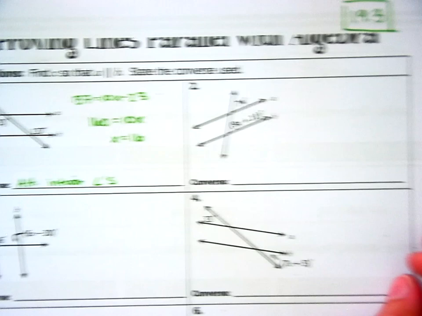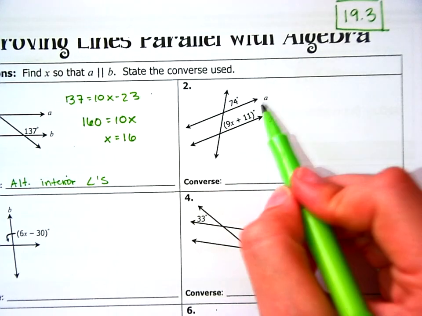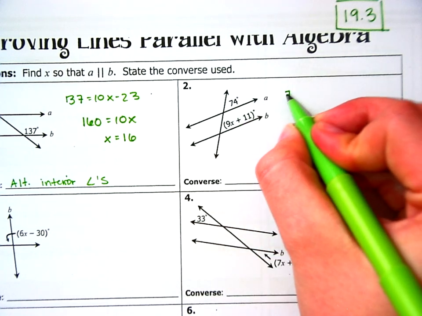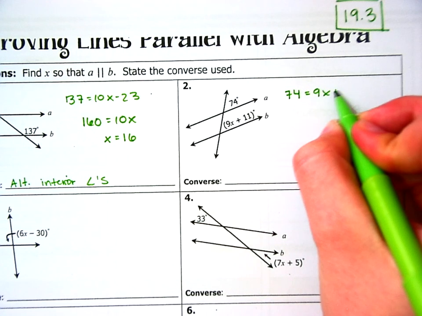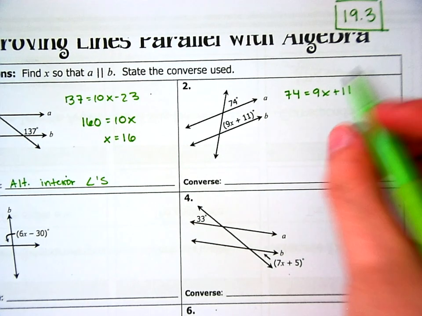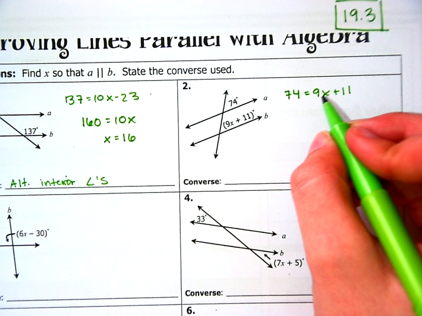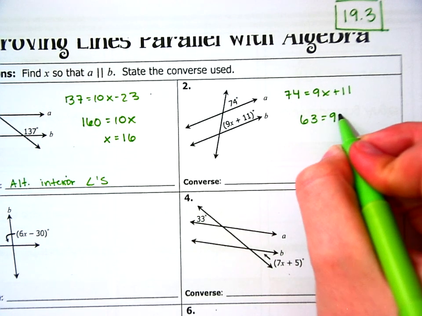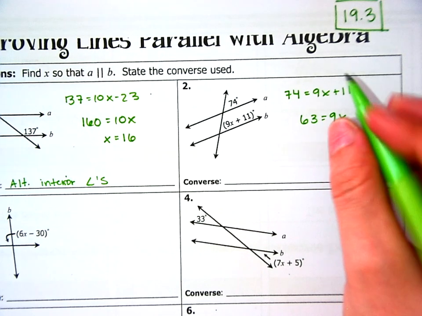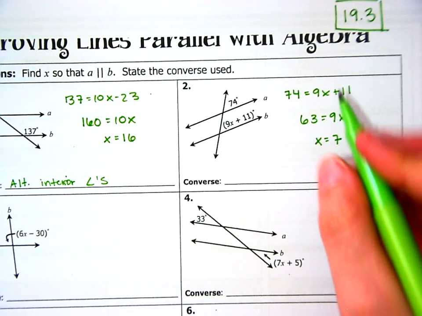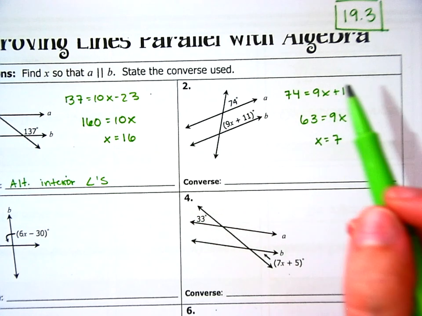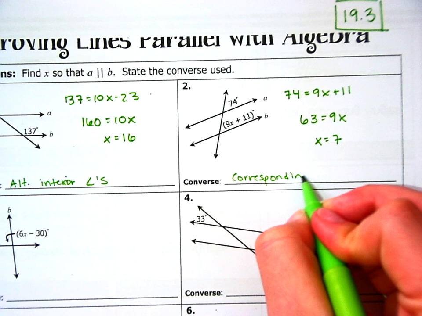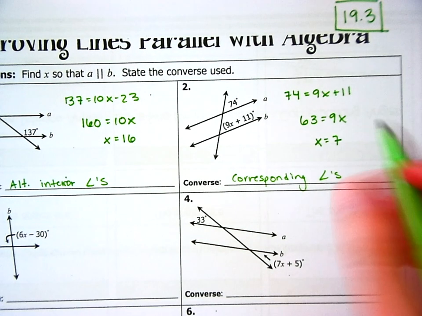Okay, next one, I have what looks like corresponding angles. So if these lines are parallel, we don't know yet, then these would have to be congruent or equal. So we're going to set them equal to each other. Okay, and I'm going to subtract 11 from both sides. So 74 minus 11 is going to give me 63. And if I divide that by 9, that's going to give me 7. So x has to equal 7 in order for these lines to be parallel, and that was using my corresponding angles postulate. I'm sorry, theorem.